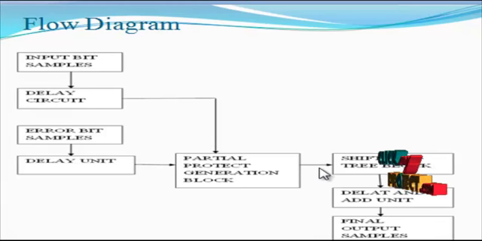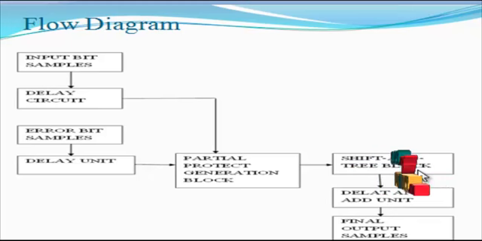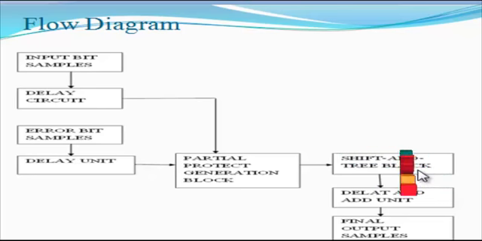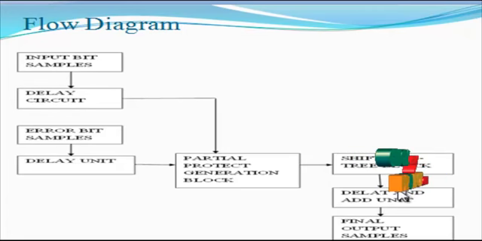The partial product generation result is passed to the shift add architecture block. The shift add architecture block is used to add the partial product generation results separately. This process is mainly used to reduce the carry propagation time and to reduce the hardware complexity of the shift add architecture work. Then the shift add architecture result is applied to the delay and adder element.